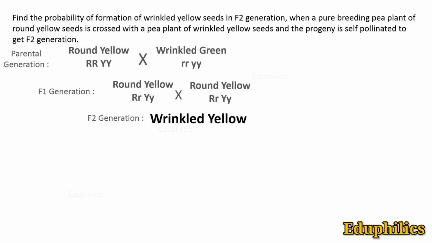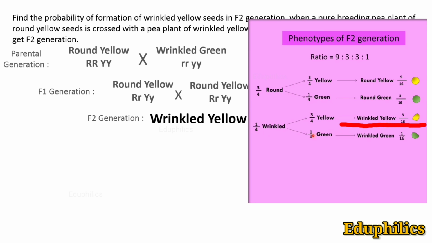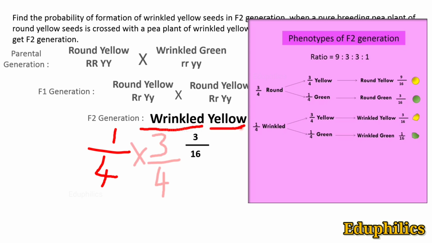So let's look at the phenotypic ratio we have seen. Wrinkled yellow seeds occur at a probability of 3 by 16. That's the answer. Or instead of writing the entire cross, you know the wrinkled seeds occur at a probability of 1 by 4 and yellow color occurs at a probability of 3 by 4. So the total probability is 3 by 16.